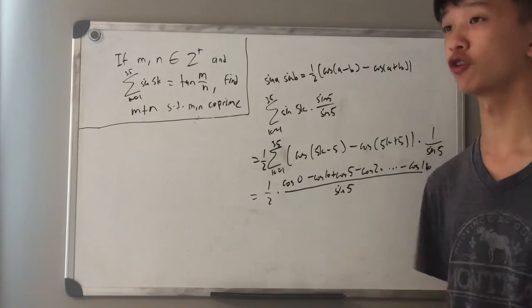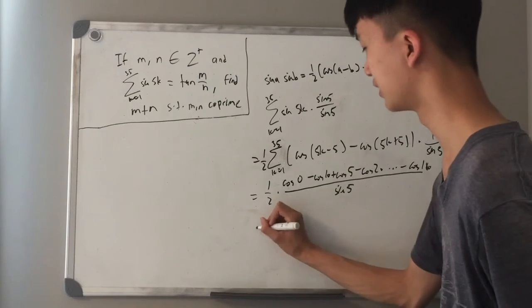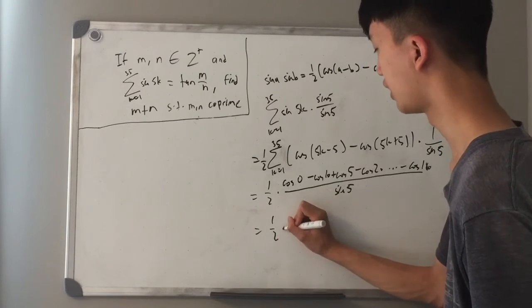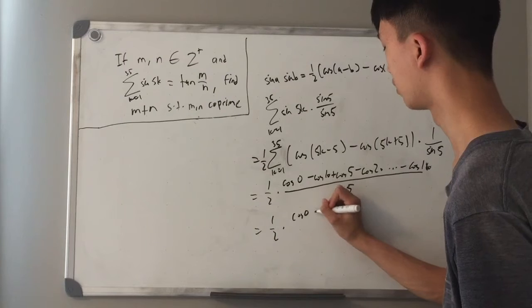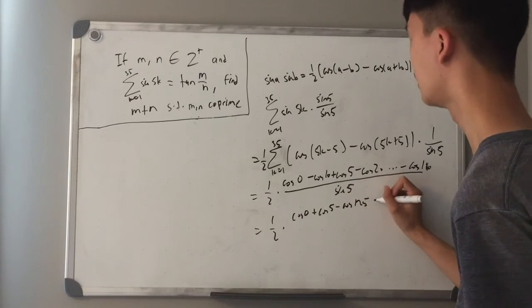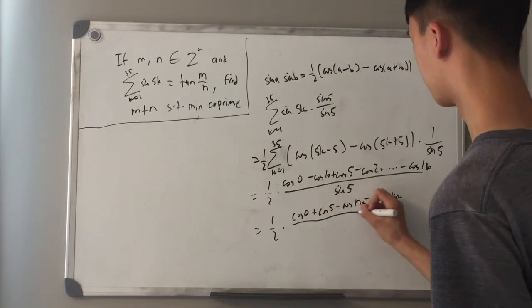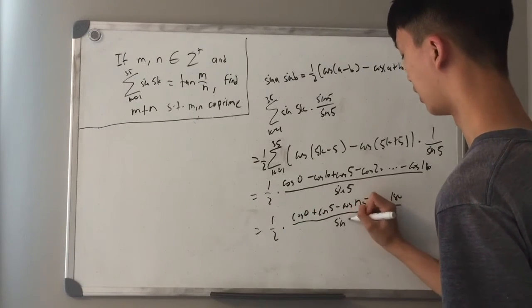And so as I mentioned earlier, this is a telescoping series. And so all we're left with at the end is 1 over 2 times the cosine of 0 plus the cosine of 5 minus the cosine of 175 minus the cosine of 180, all over the sine of 5.